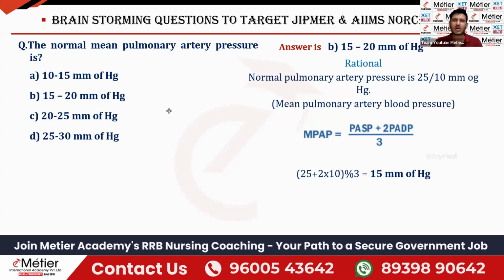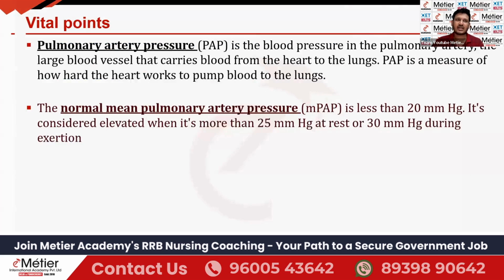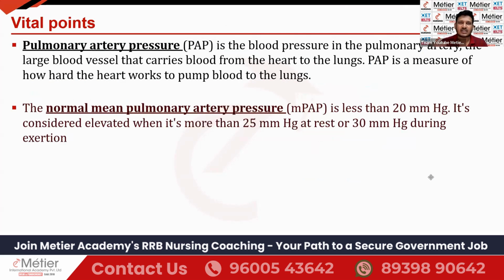Apart from that, a few more vital points are related to this question. In the beginning of the session itself, I said that there is mean pulmonary artery pressure and pulmonary artery pressure. These are different types of pressures. So what is pulmonary artery pressure? PAP is the blood pressure in the pulmonary artery, the large blood vessel that carries blood from the heart to the lungs. While the pulmonary artery carries the blood from the heart to the lungs, pressure is created, which is called pulmonary artery pressure, that is PAP.